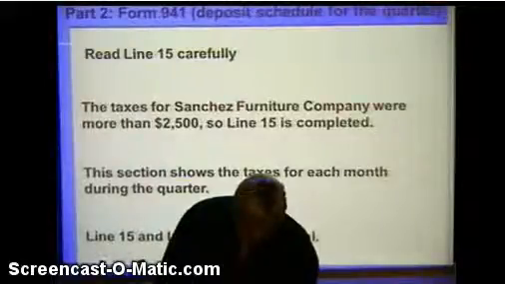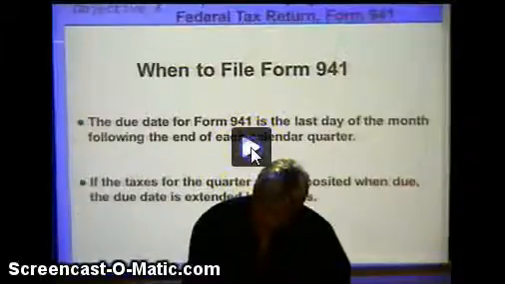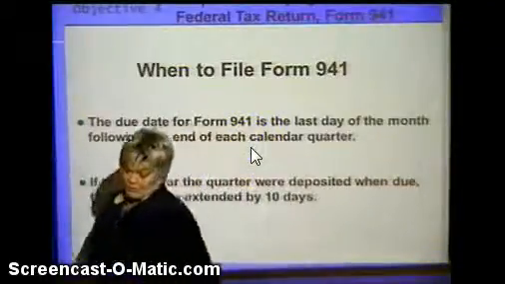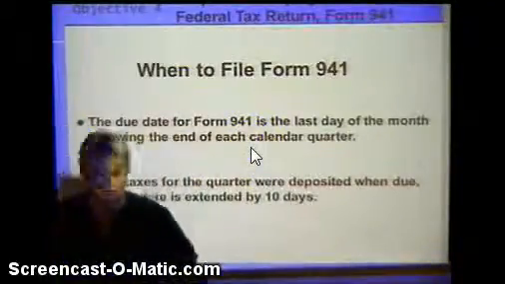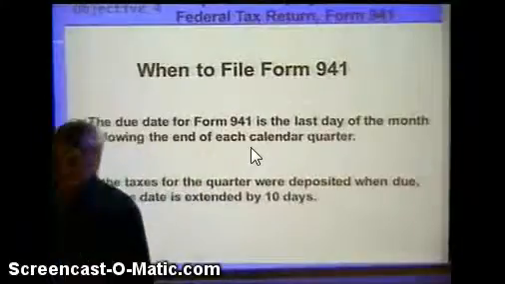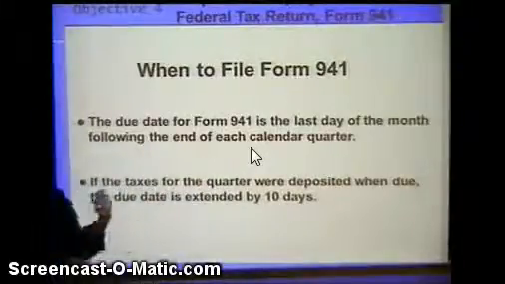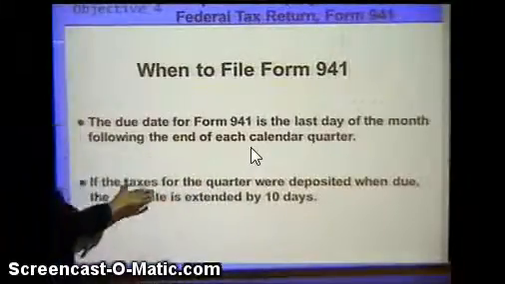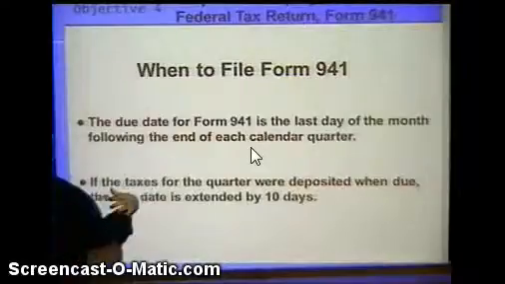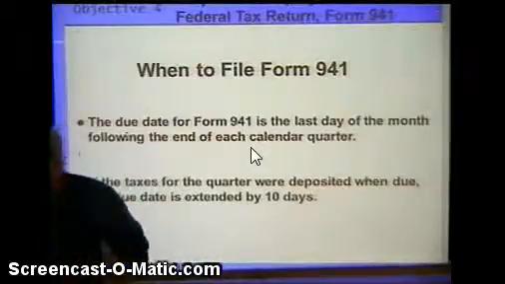Let's see where you do that. I think you do that right there. Again, I'm pretty sure these are all going to be done electronically, but we've got it in our book so we can look at it. And the 941 is due the last day of the month following the end of the calendar year. So January, February, March would be due the end of April.